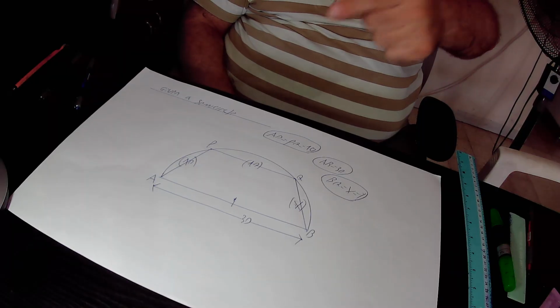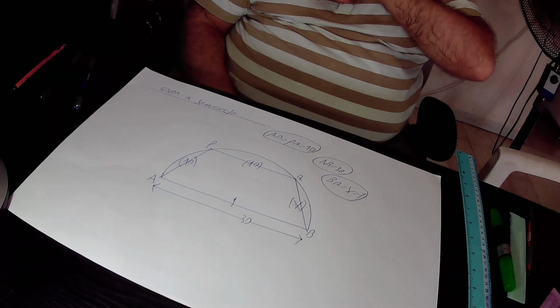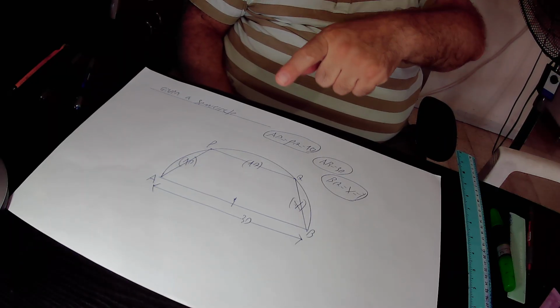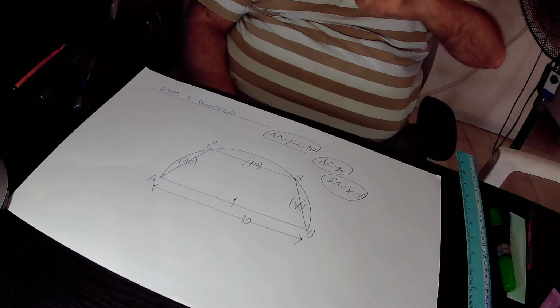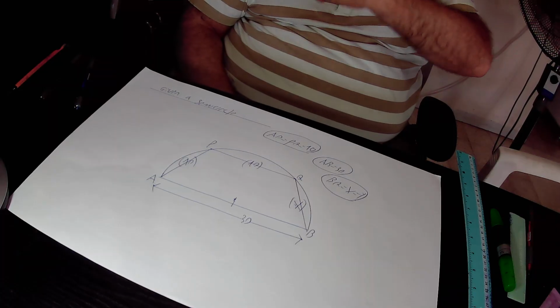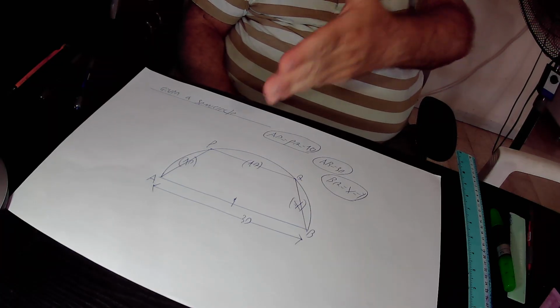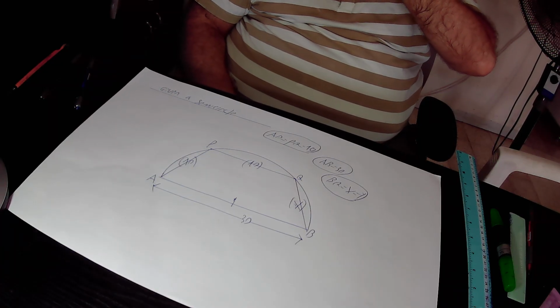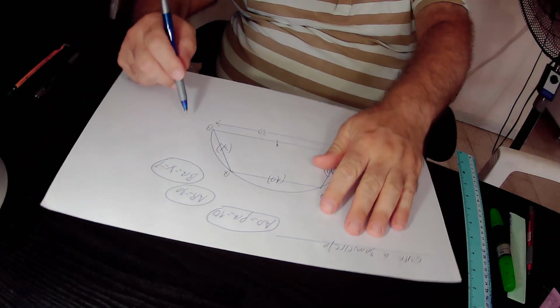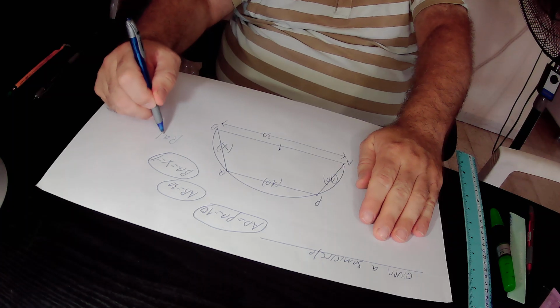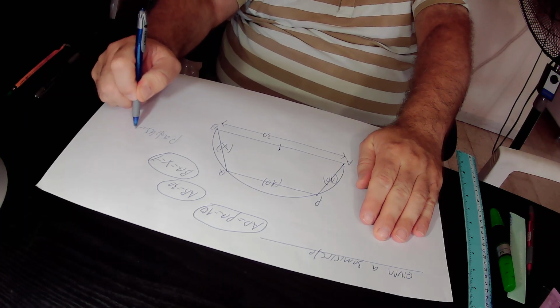Because the diameter of this semicircle is equal to 30 units, the radius must be half of it. That is to say, the radius must be equal to 30 over 2, that is 15. So the radius of this semicircle equals 15 units. I write it down: the radius of this semicircle is equal to 15 units in length.